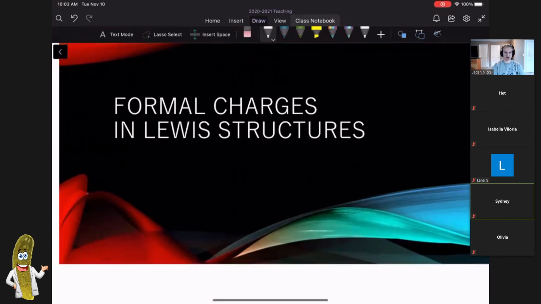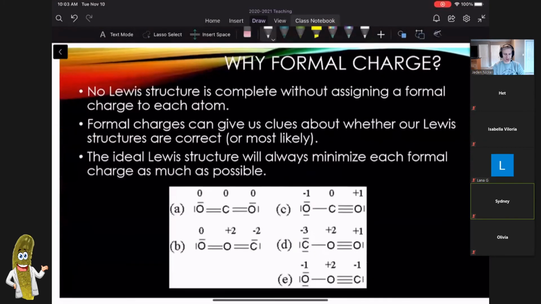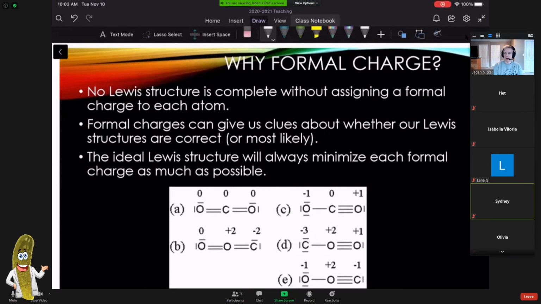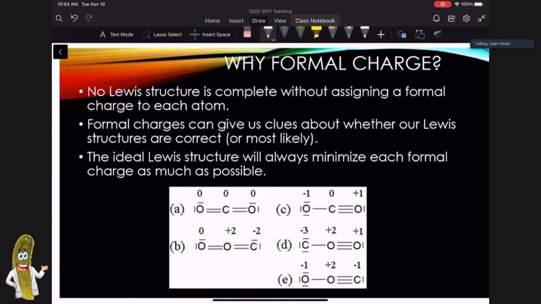Last time we were together, we looked at formal charges. We looked at Lewis structures. And today we're going to look at the formal charges of those structures. So any Lewis structure needs a formal charge to be assigned to it, and that will give us a clue whether or not our Lewis structure is actually correct.